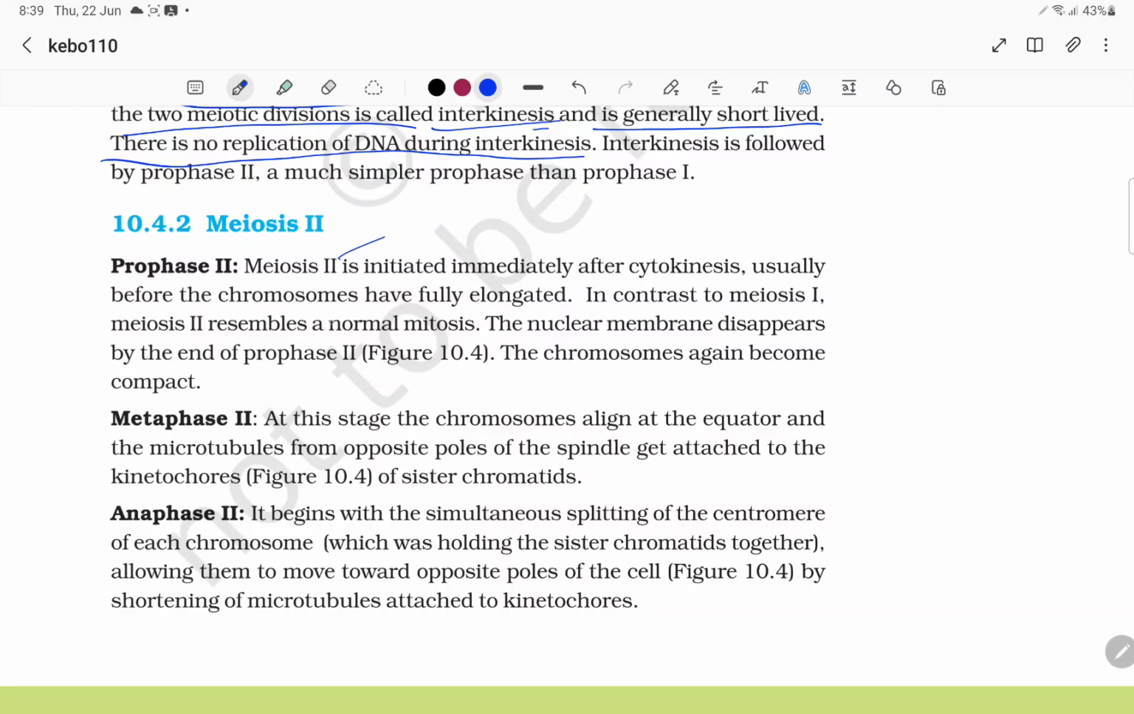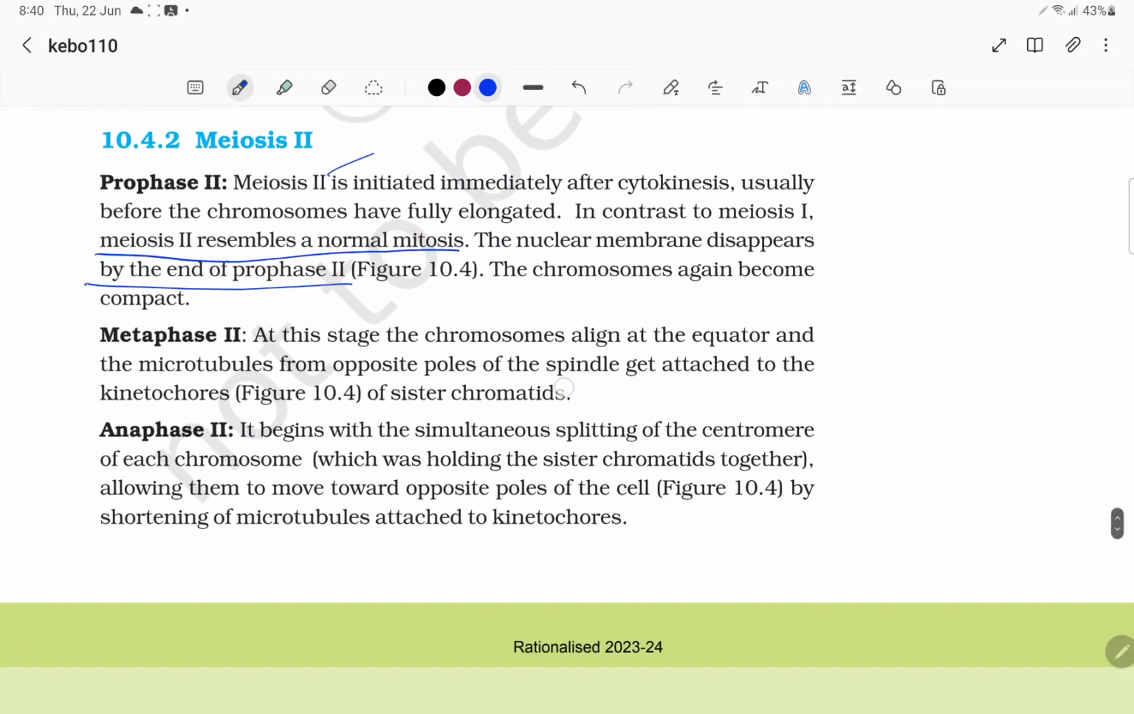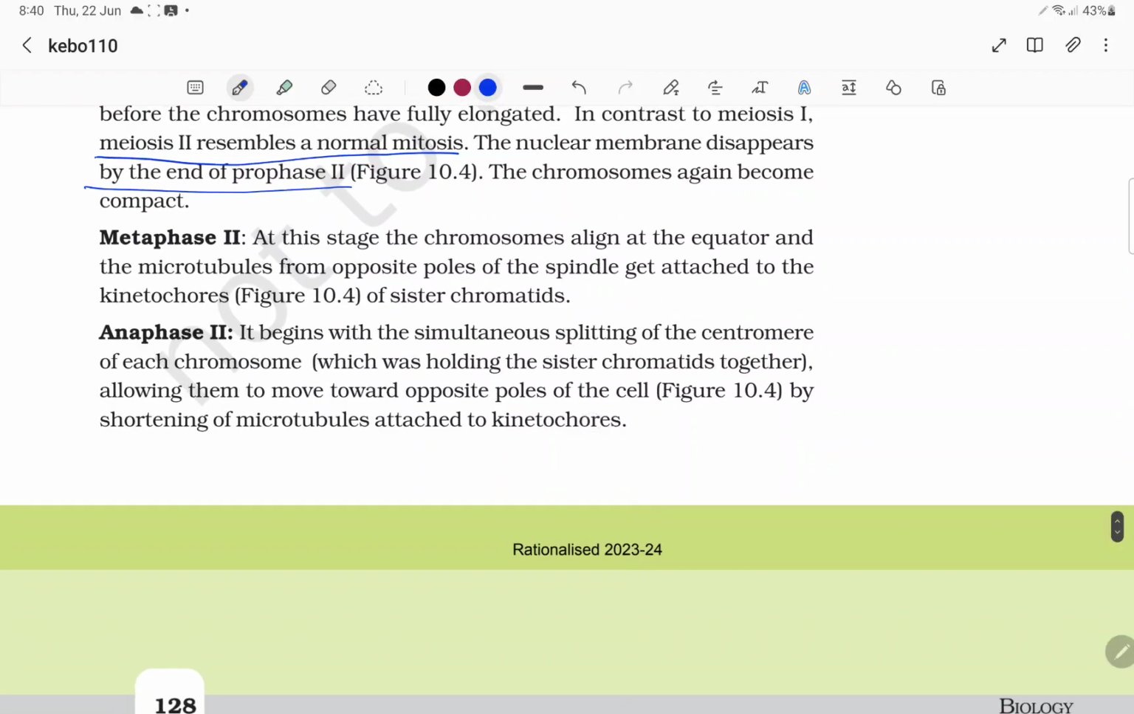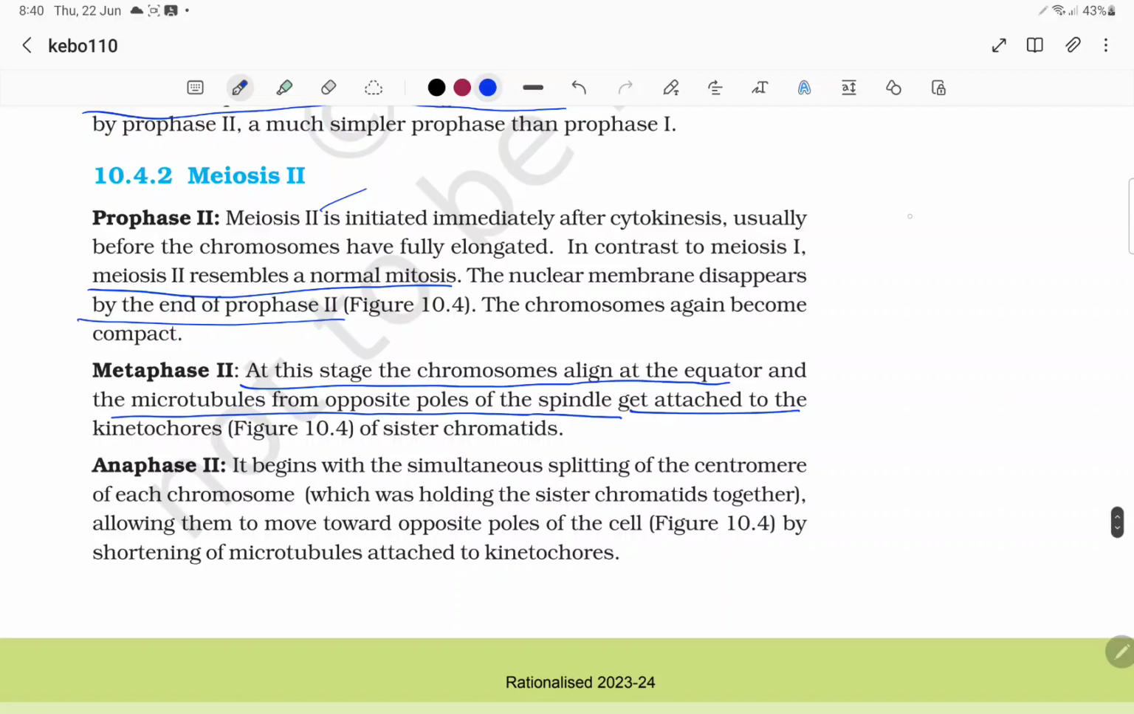Usually, before the chromosomes have fully elongated, in contrast to meiosis 1, meiosis 2 resembles a normal mitosis. The nuclear membrane disappears by the end of prophase 2. The chromosomes will again become compact. At this stage, the chromosomes align at the equator and microtubules from the opposite poles of the spindle get attached. So here, what is going to take place? It is converting to chromosomes.